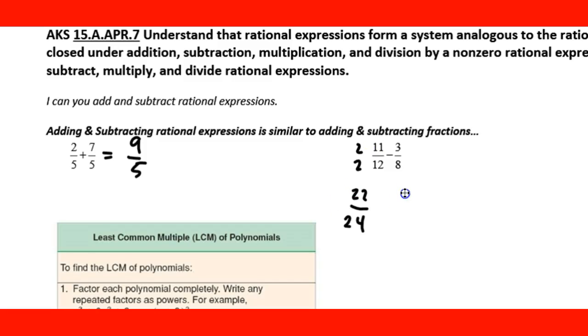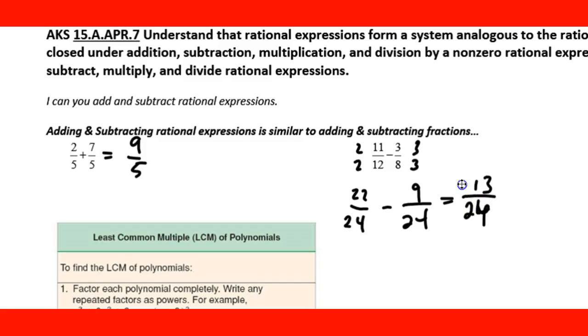22 over 24. And then right here, we have this 8. We'll multiply that by 3 at the top and bottom. That becomes 24, and 3 times 3 is 9. So I have 22 minus 9, and that's going to be 13 over 24.